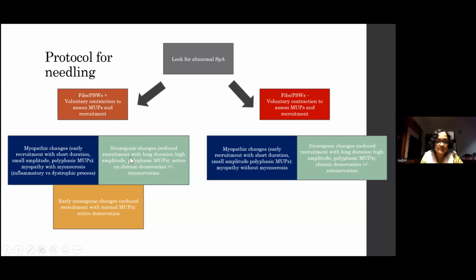Suppose the patient contracts a muscle and then you see neurogenic changes. That means reduced recruitment with long duration, high amplitude, polyphasic motor unit action potentials. It's active on chronic denervation with or without reinnervation. So if there are polyphasic motor unit potentials, it's a sign of reinnervation. If there are satellite units, it's a sign of reinnervation. If the motor unit potentials look unstable, also a sign of reinnervation.